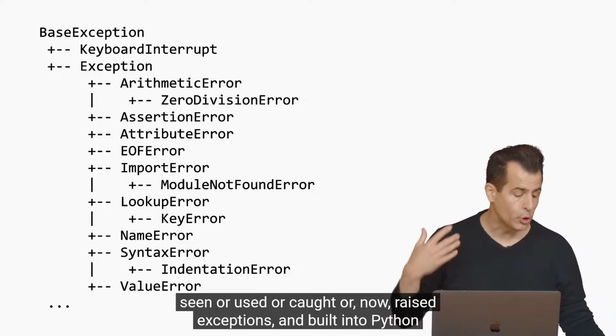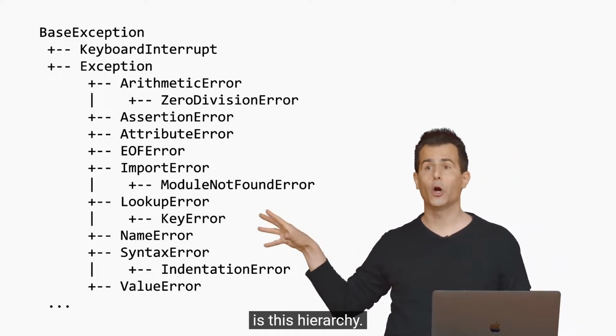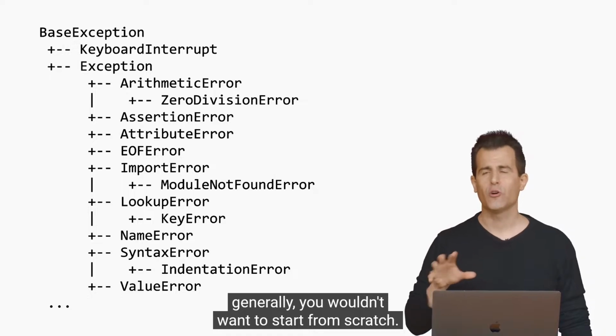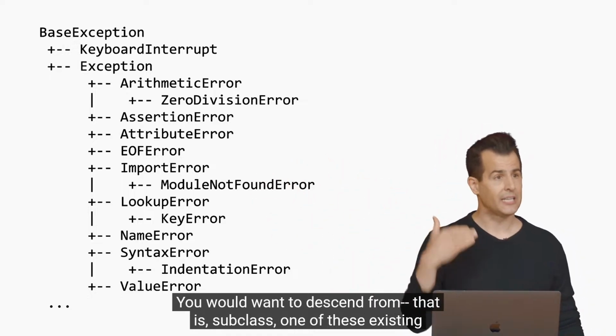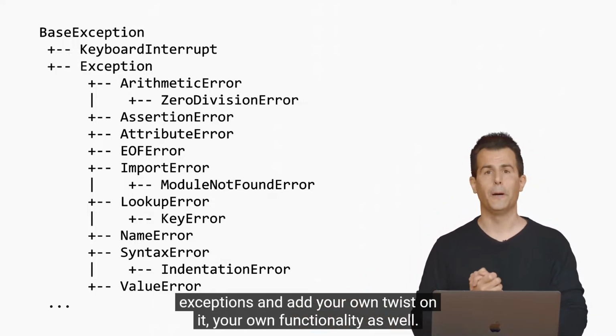So this has been latent this whole time. Anytime we've seen or used or caught or now raised exceptions, built into Python is this hierarchy. And if you were to invent your own exception, generally you wouldn't want to start from scratch. You would want to descend from, that is, subclass one of these existing exceptions and add your own twist on it, your own functionality as well.